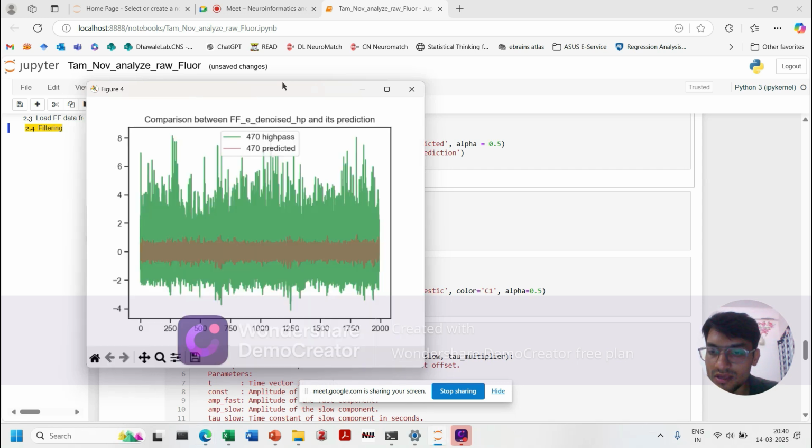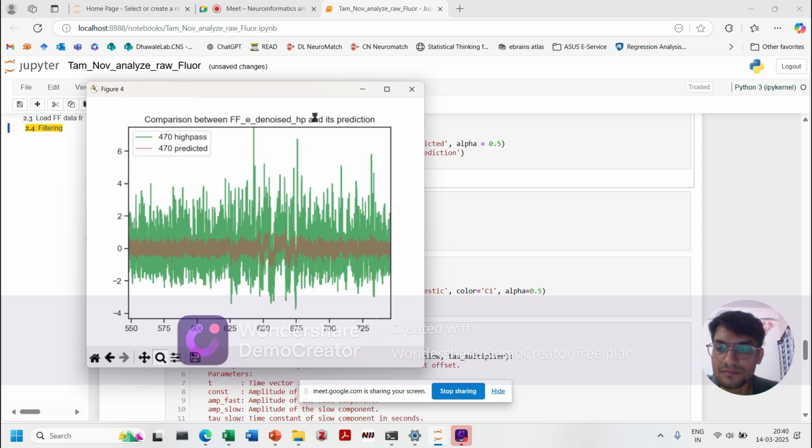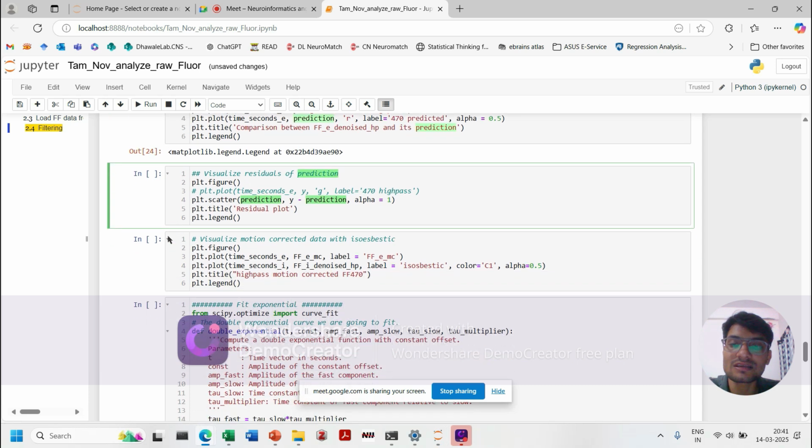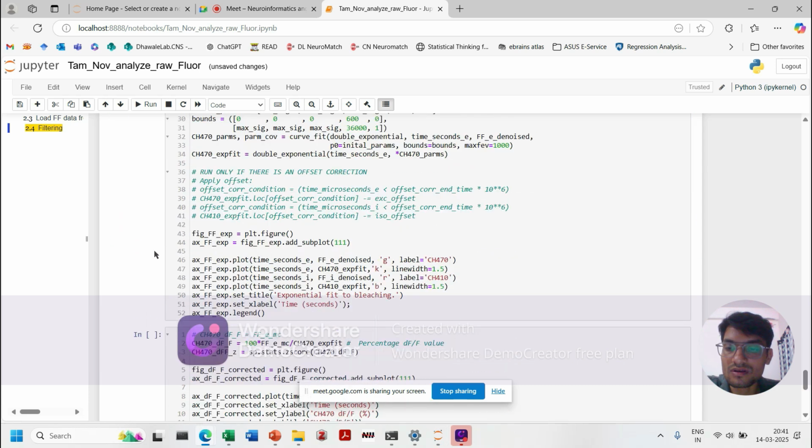Not responding. Okay, so we'll go to around the same time probably here. Yeah, so you remember these kinds of patterns that we were seeing in the isosbestic. Now this is not the isosbestic that I am plotting. I am plotting the prediction from the isosbestic, basically a linear combination. So it will have that particular shape. That is obvious, as it is just a linear function of that isosbestic. So if we subtract this value from the green curve, we will get the true signal. That is the whole point from here. And you can now visualize the residual plots, which I don't have time for now.